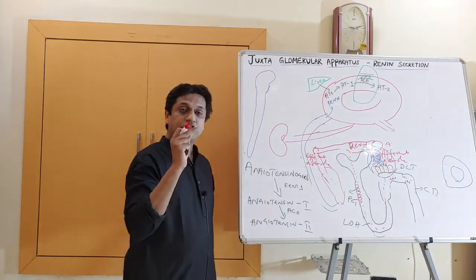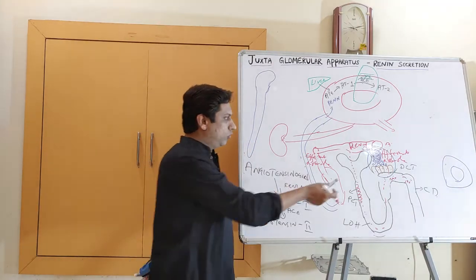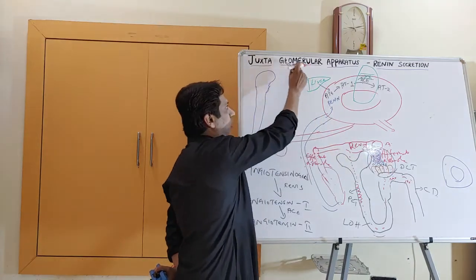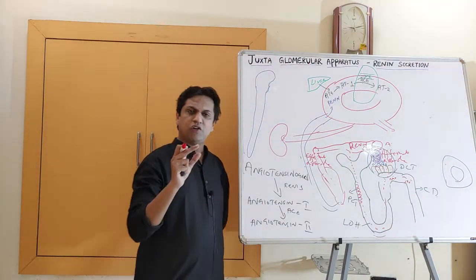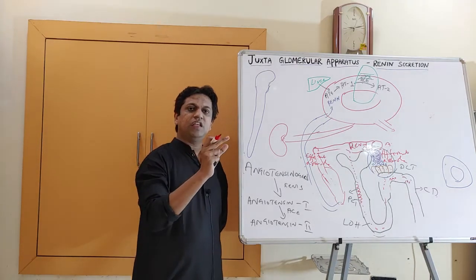So what is the important stimulus for the secretion of renin? Low blood pressure. Due to the low blood pressure, both the chemical sense and the pressure sense are detected by the juxtaglomerular apparatus. Basically, this juxtaglomerular apparatus is like a blood pressure measuring device in the kidney.